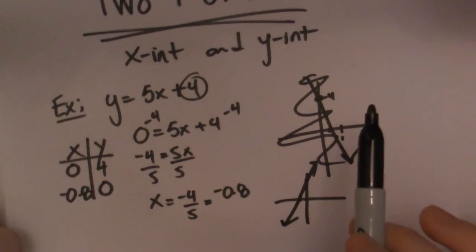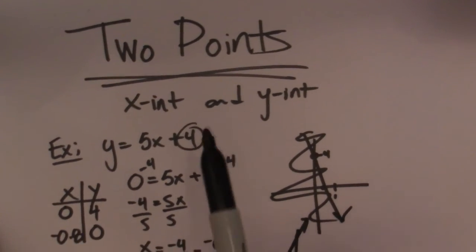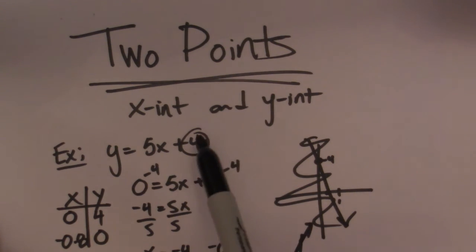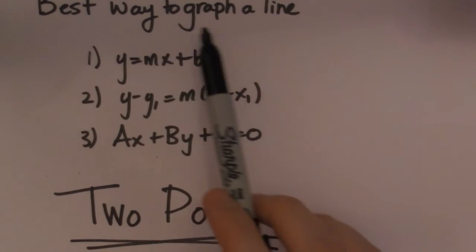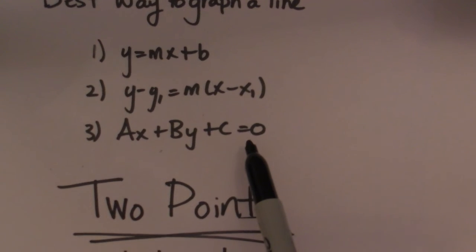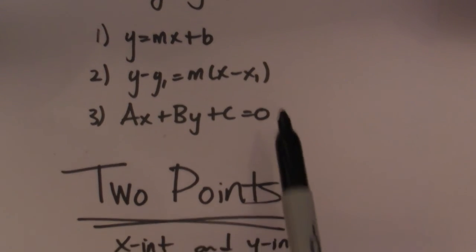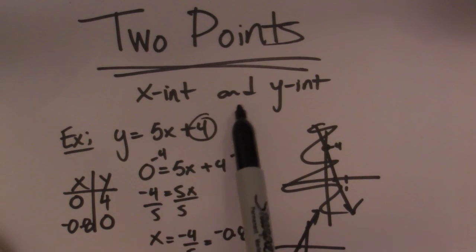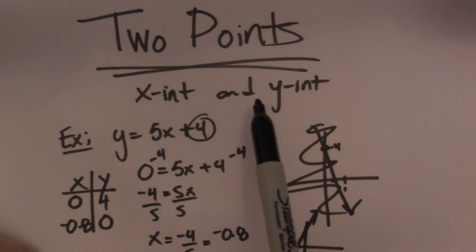But the point I'm making is that you need to know how to graph a line. And if you're stuck, if you can't remember slope-intercept form, if you can't remember all the nuances of each of these forms, get 2 points. Any 2 points. They don't have to be the x and y-intercept. That's what I like, but it could be any 2 points.